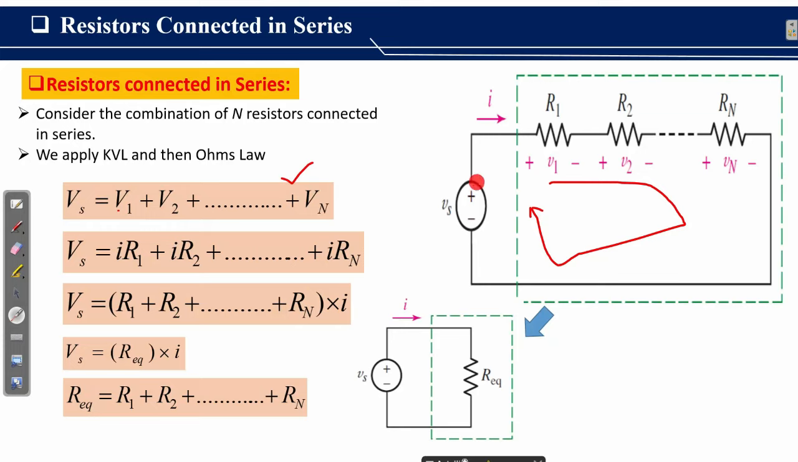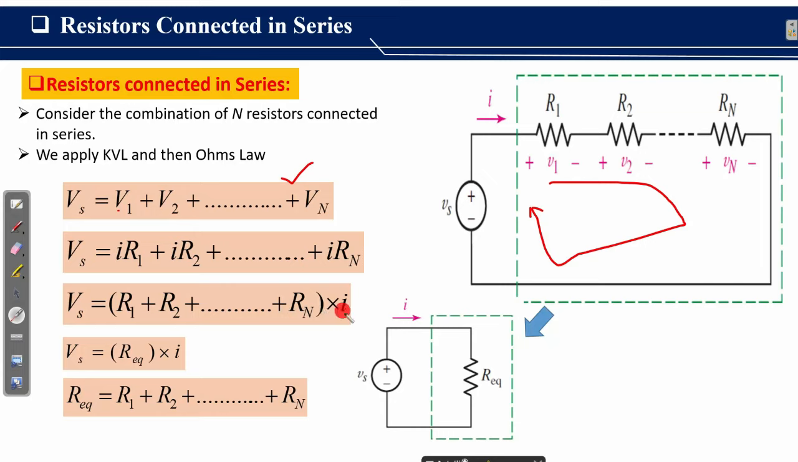Vs is the voltage of this applied voltage source, while V1, V2 and Vn are the voltage drops across the resistors R1, R2 and Rn respectively. We need to solve this circuit for current I. Then we use Ohm's law in order to find V1, V2 and Vn, and that is IR1 plus IR2 plus IRn. IR1 is the voltage drop across resistor R1, IR2 is the voltage drop across the resistor R2, and IRn is the voltage drop across the resistor Rn.